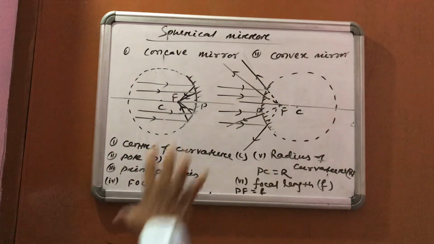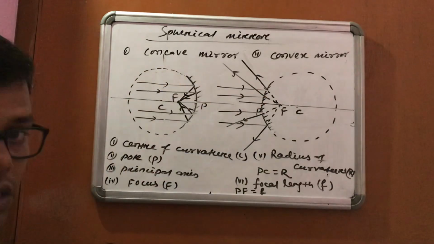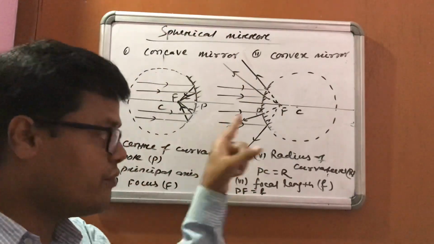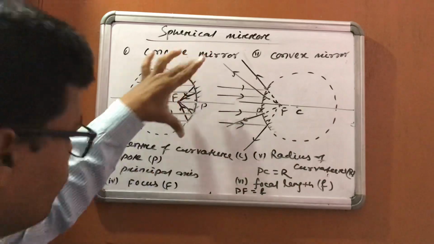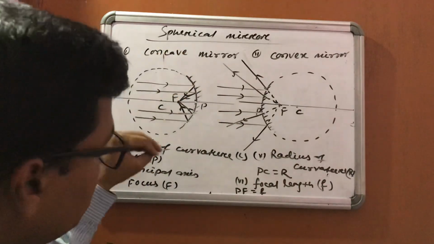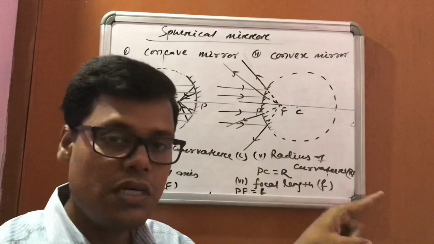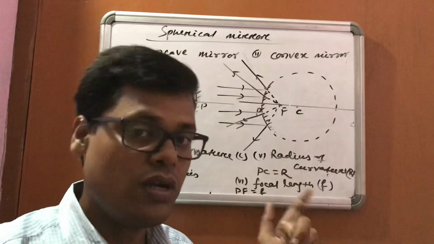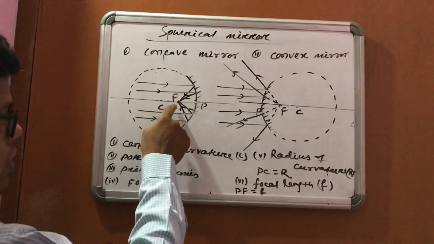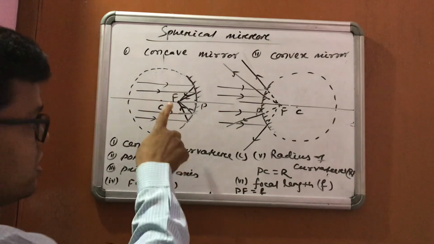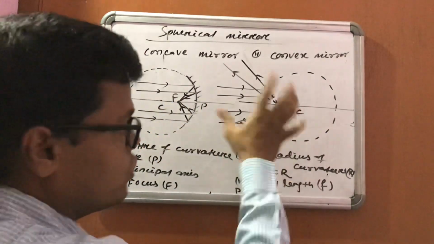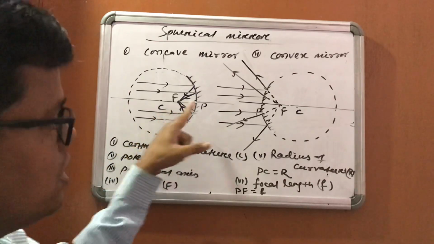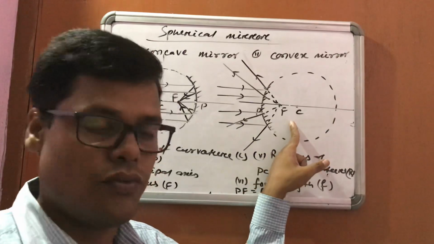Now, here they meet at a point. This is a converging mirror. Here, the parallel beam of light move away from each other. That's why this is a diverging mirror. I repeat, this is a converging mirror because light rays meet at a point after reflection. This is a diverging mirror because the light rays diverge, move away from each other after the reflection. In this mirror, the light rays actually meet at focus. That's why this is real focus, whereas this is virtual focus. So which mirror has real focus? This concave mirror has real focus and this convex mirror has virtual focus.